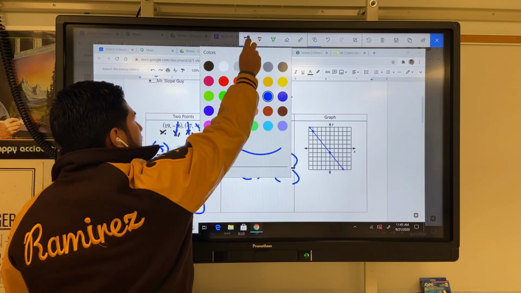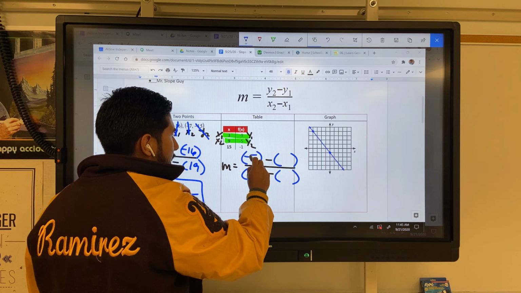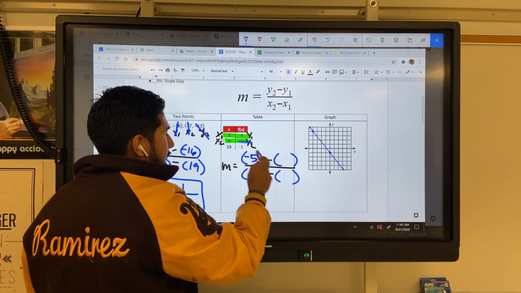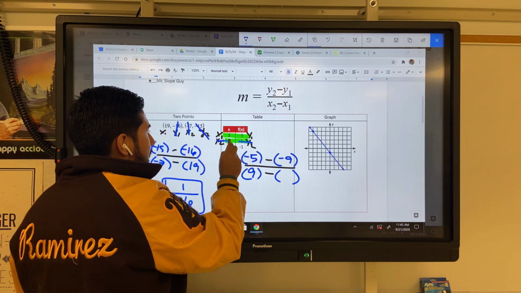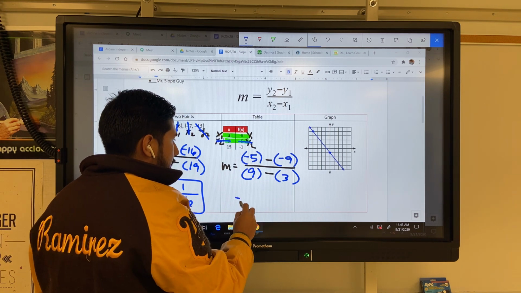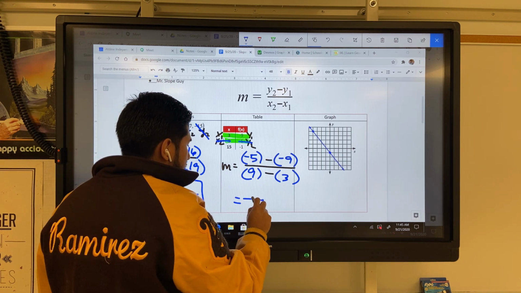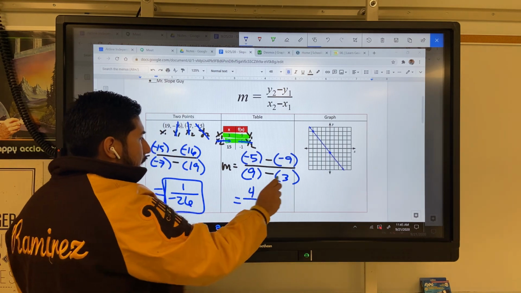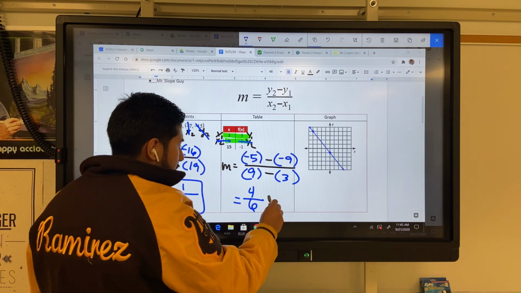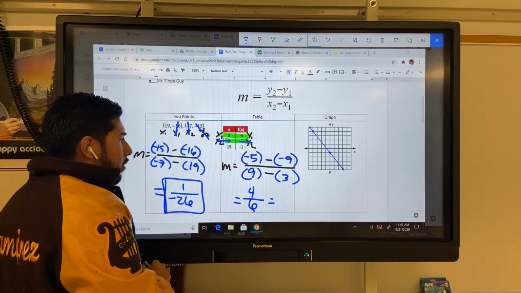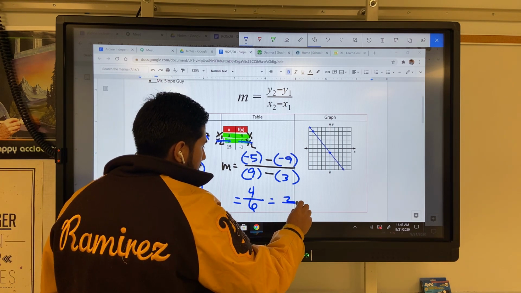And then you just put in the values. Let's keep it at blue. Y2's first, that's negative 5, minus Y1, negative 9, over X2, 9, and then X1, 3. Negative 5 minus negative 9, that's a positive 4. 9 minus 3 is 6. That is your slope, but it's reducible. If you have a nice fancy calculator or use the internet, 4 divided by 6 gives me a 2/3.